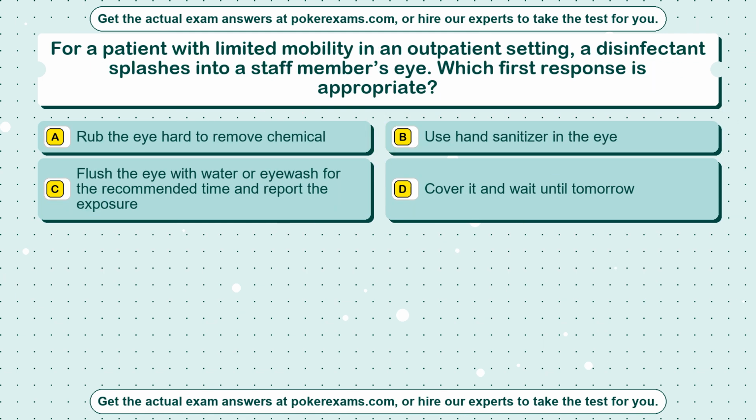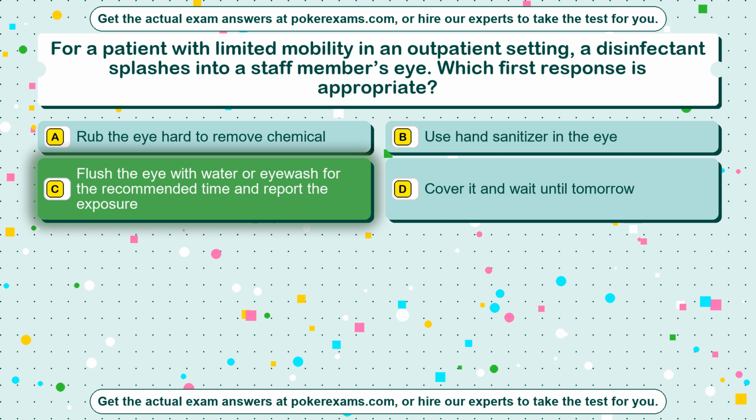Question 94. For a patient with limited mobility in an outpatient setting, a disinfectant splashes into a staff member's eye. Which first response is appropriate? Option A, rub the eye hard to remove chemical. Option B, use hand sanitizer in the eye. Option C, flush the eye with water or eye wash for the recommended time and report the exposure. Option D, cover it and wait until tomorrow.